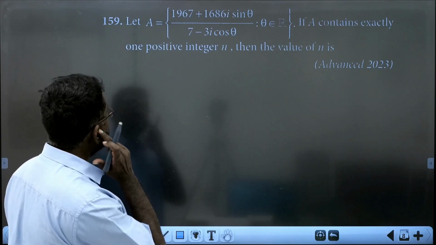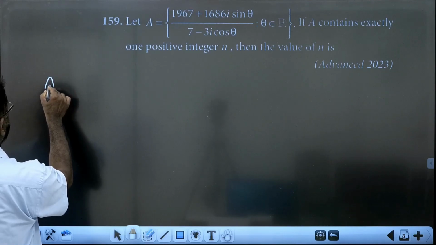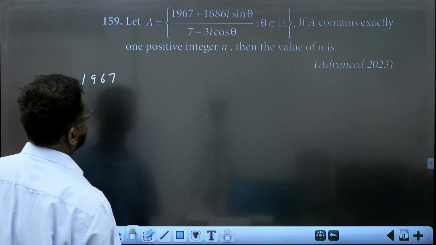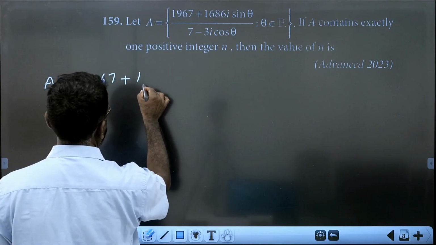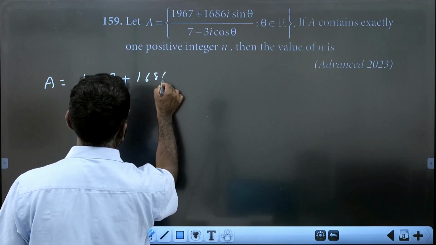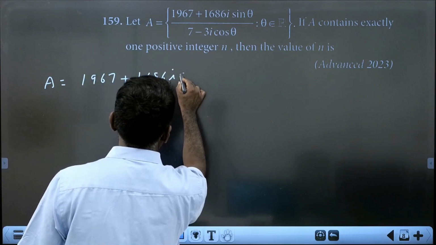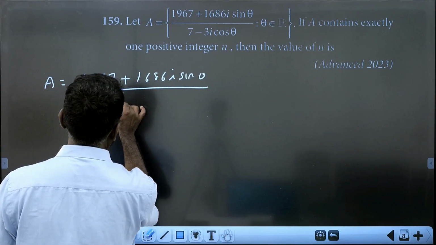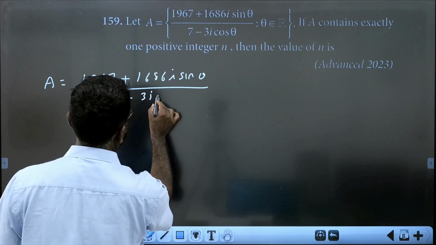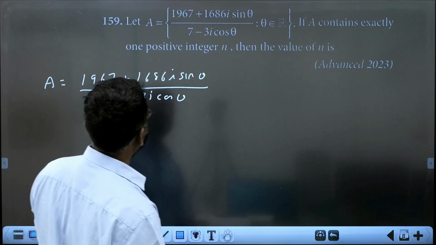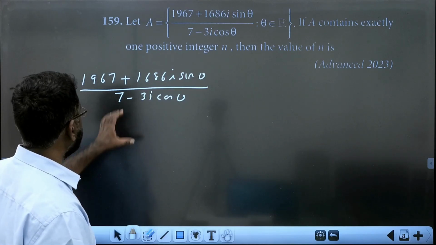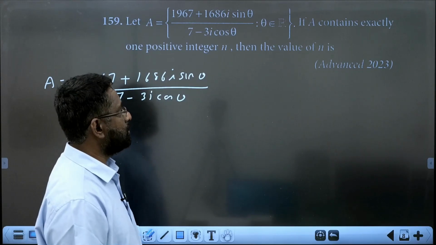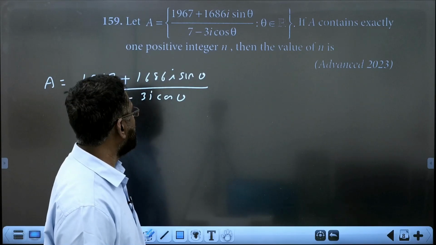So here, given that A is equal to (1967 plus 1686 i sin theta) divided by (7 minus 3i cos theta). This is the given equation. This is a numerical value type question. Options are not given.